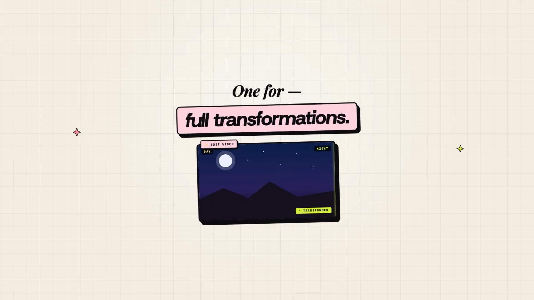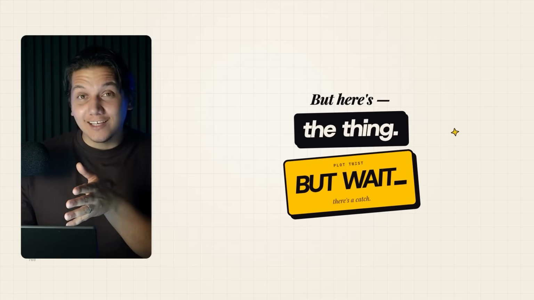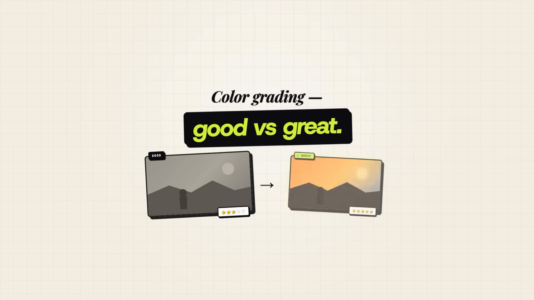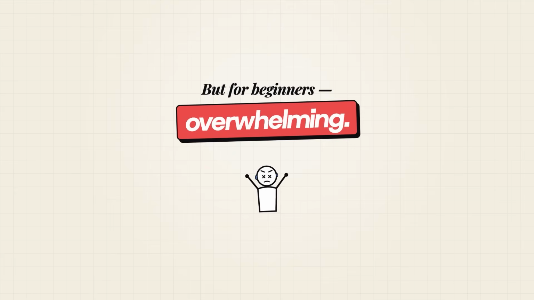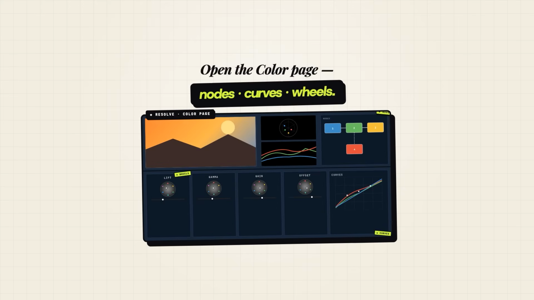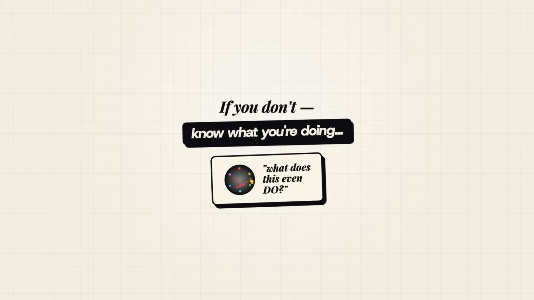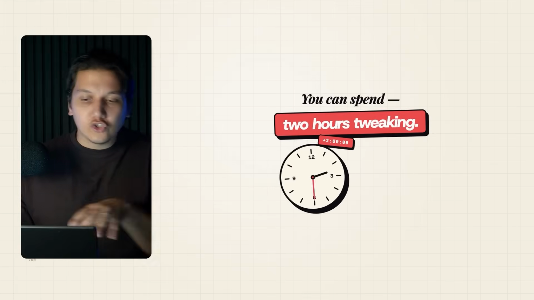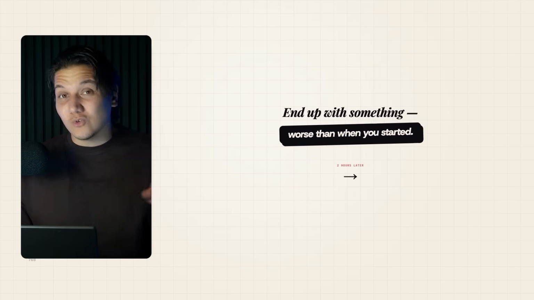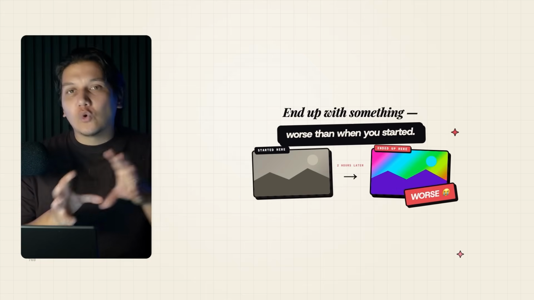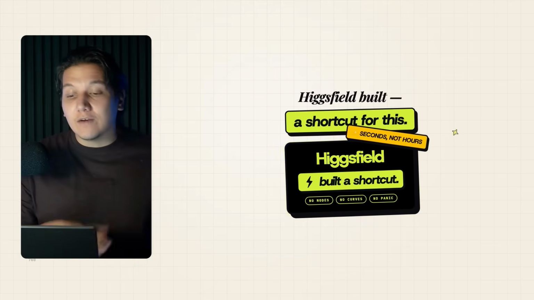But here's the one thing that most pro editors know. You can have a perfect shot and you can still ruin it with bad color. So, color grading is one of those things that separates a good video from an awesome, great, spectacular video. But if you are still a beginner, I know that it can be so overwhelming. So when you open up the color page, you've got things that are called nodes, and then you also have curves and color wheels. So if you don't know what you're doing, then you can spend about 2 hours tweaking and end up with something that looks worse than when you started. Higgsfield built a shortcut for this to make things so much easier for the beginners.